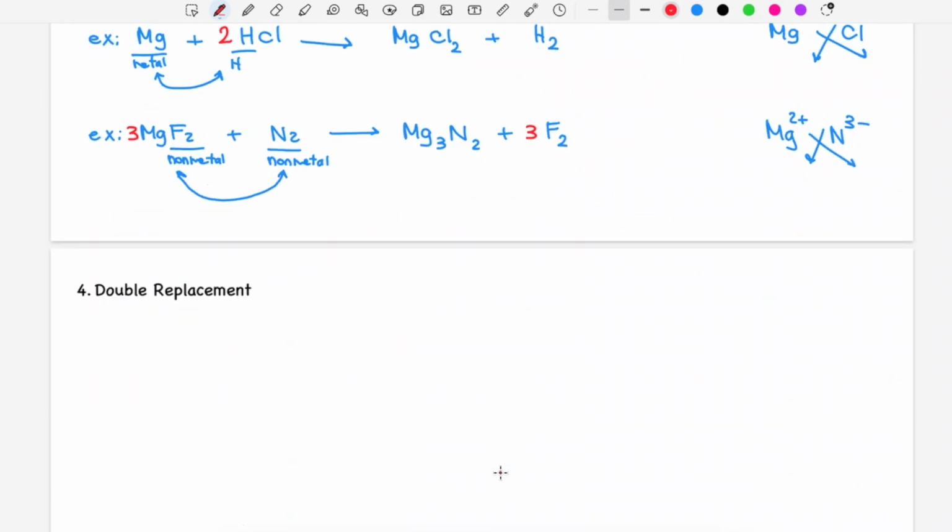Now let's go to a double replacement reaction. In a double replacement reaction, 2 compounds react together. Usually they're 2 ionic compounds. So AB plus CD. What happens is that the metals will switch, so a metal will switch with the non-metal of the other one. Basically you end up getting A going with D and C going with B. Let's see some examples over here.